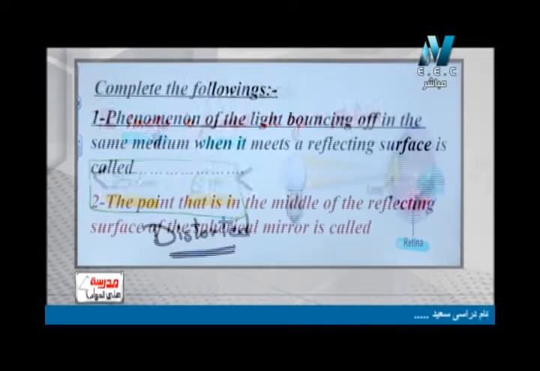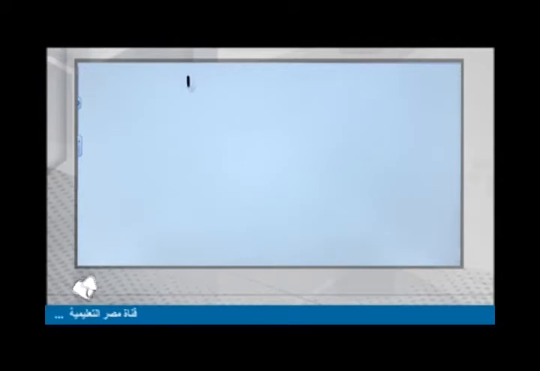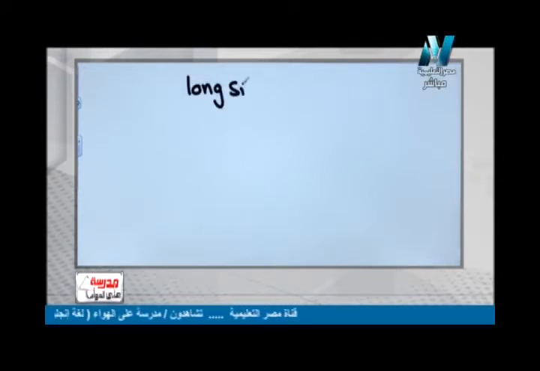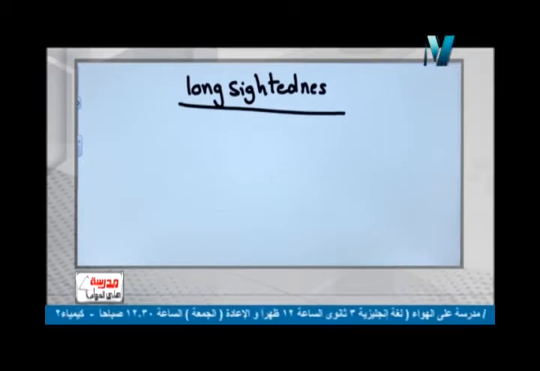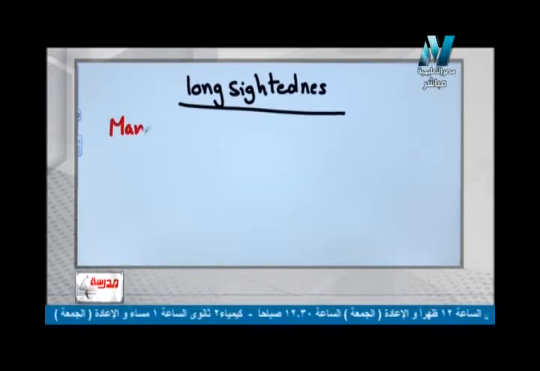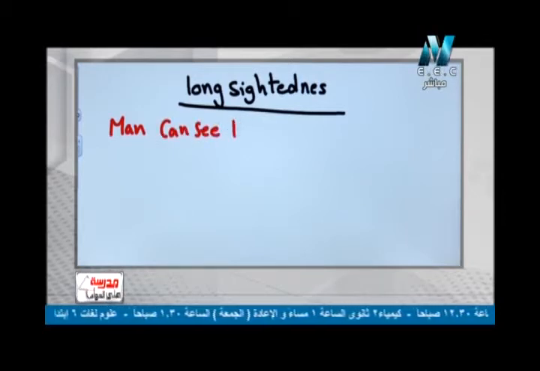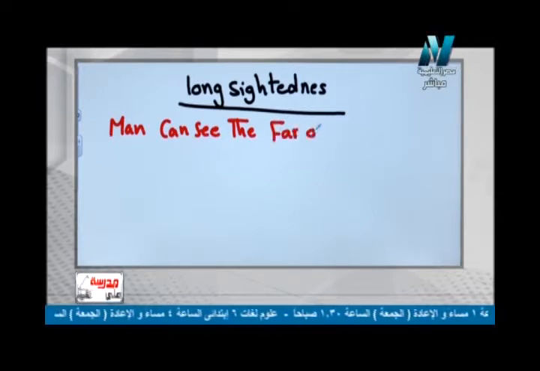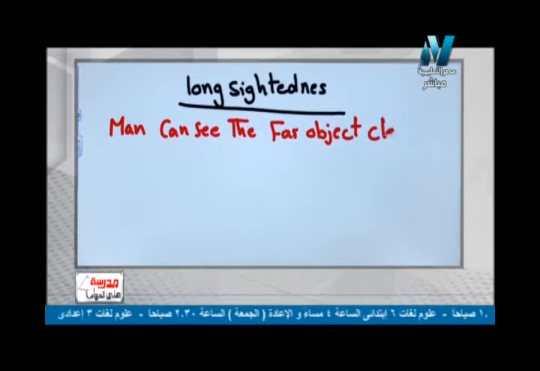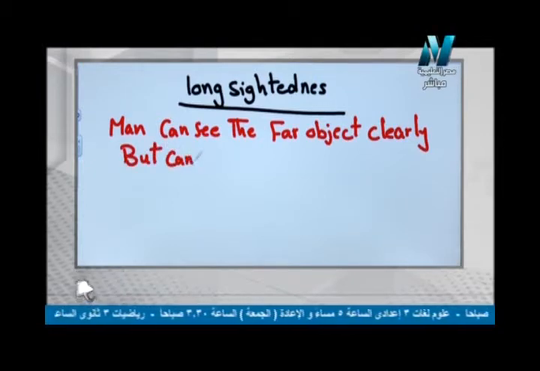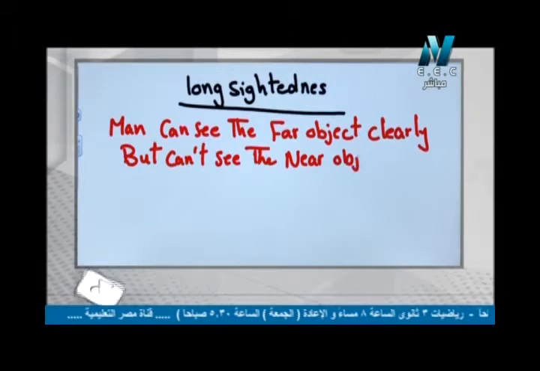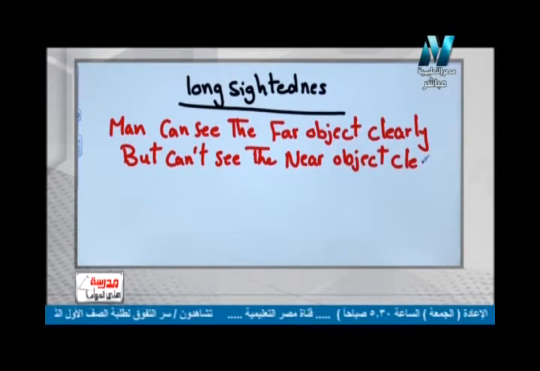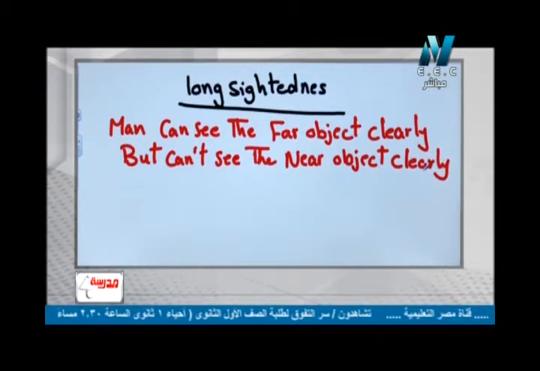So here, number one, we have to explain long-sightedness. What does long-sightedness mean? A human can see the far object clearly, but can't see the near object clearly. He may see it, but not clearly.